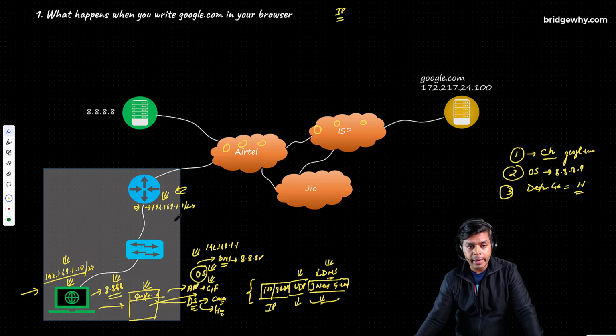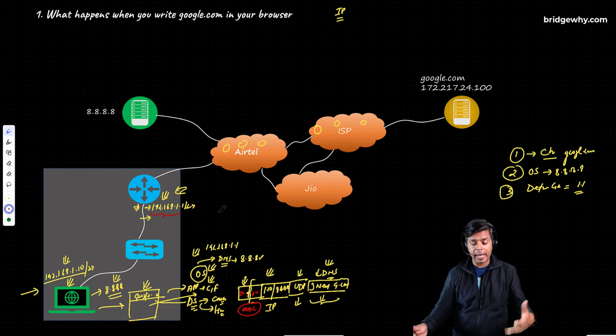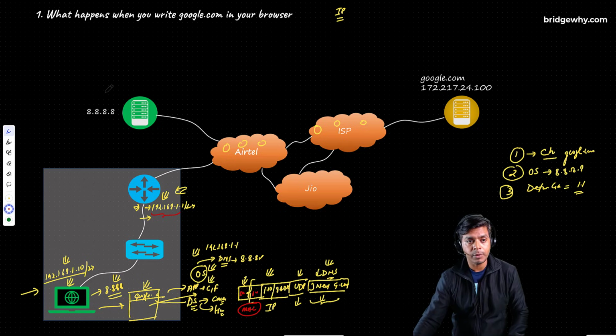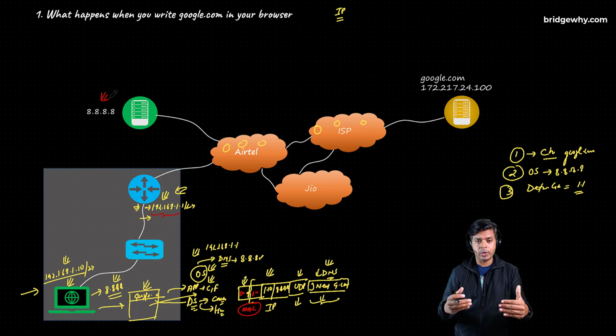So to get the MAC address of this router, because this packet cannot get out from this laptop until and unless you put the MAC or layer 2 header on top of it, meaning source MAC and destination MAC. Where it is going, the destination is going to be 192.168.1.1. People get confused. Why that destination? Why won't the destination be 8.8.8.8?